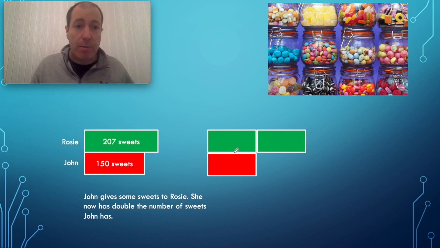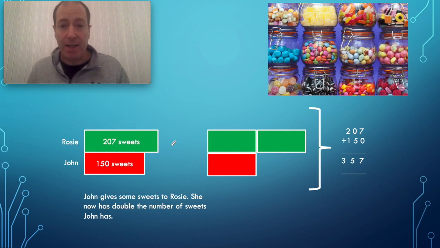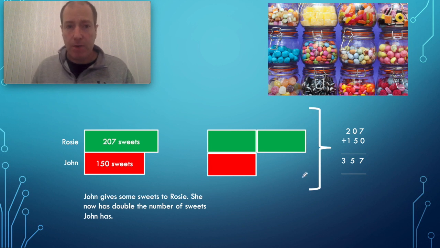But here's another question to think about. How many sweets do they have altogether? Even if they weren't changing sweets or swapping with each other or any of that stuff, what's the total number of sweets they both have? Well, I would say it's going to be 207 plus 150, which in this case is 357. So I can say very confidently that the number of sweets they both have is 357. Have you got any ideas what I'm going to do next? Well, hopefully you've figured out that we have a total that we now need to distribute across the bar model.